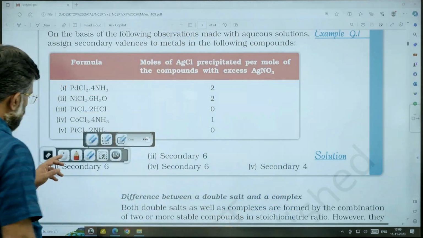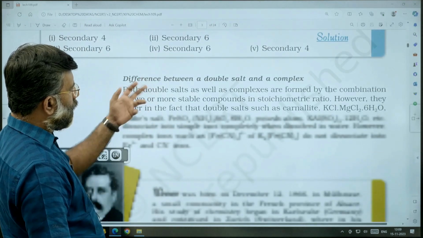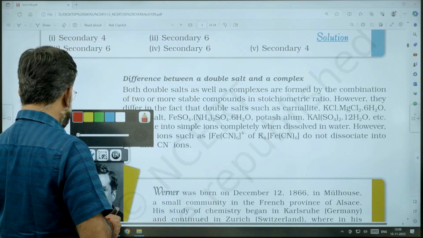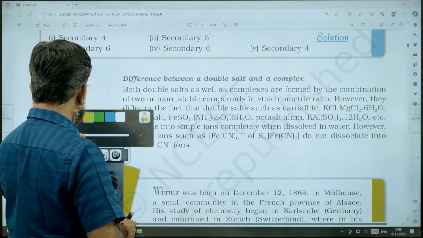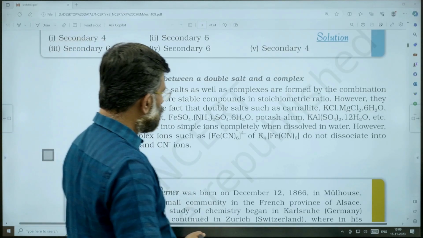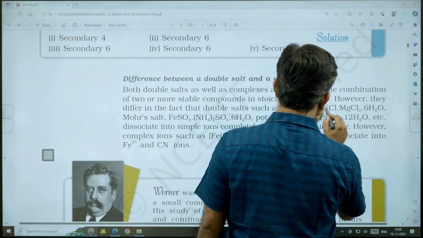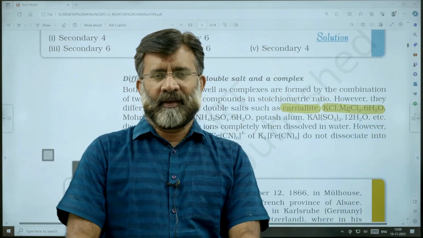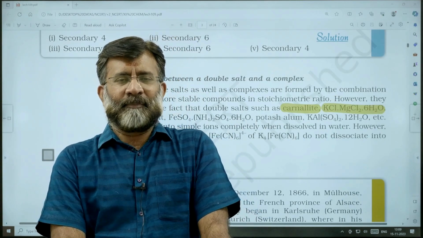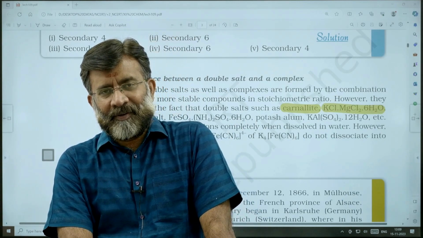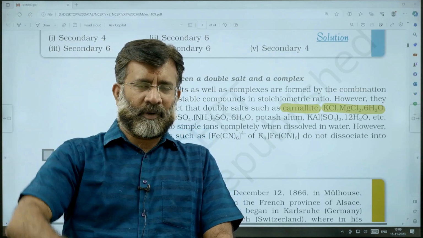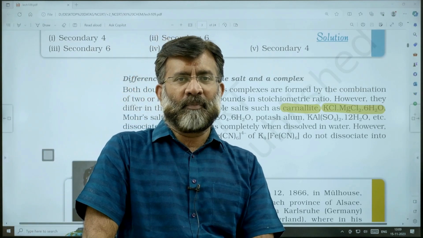Okay. A talk on double salt and complex salt. Complex salt already commented. What is meant by a double salt? You must go through this. This is carnallite. There was a previous question: molten carnallite upon electrolysis, what do you get at the cathode? What is obtained at the cathode by the electrolysis of molten carnallite?